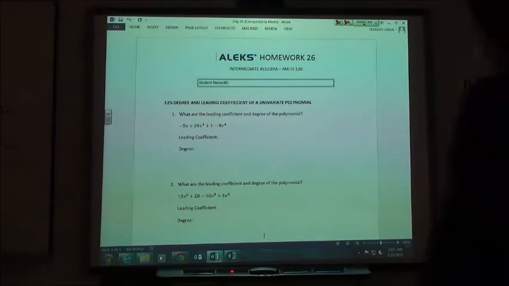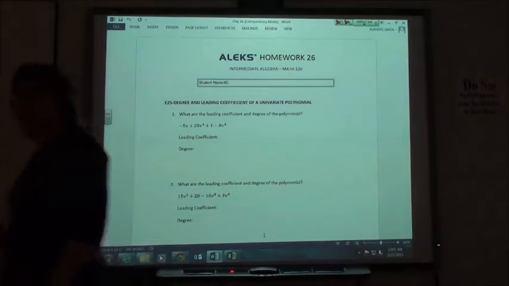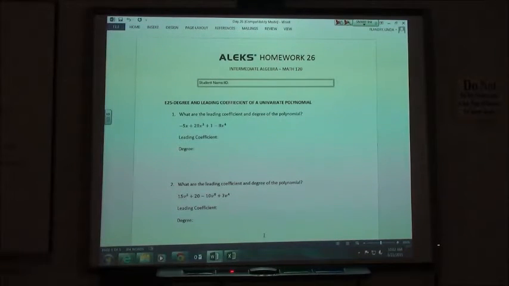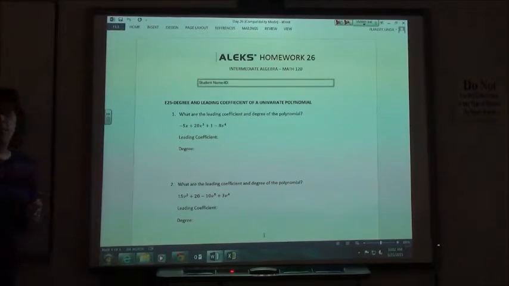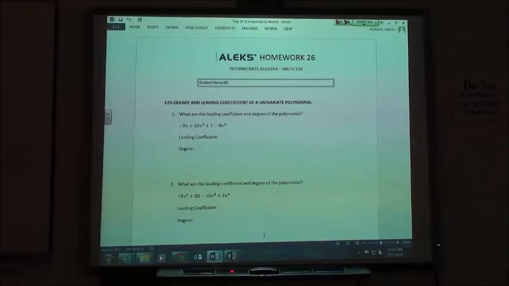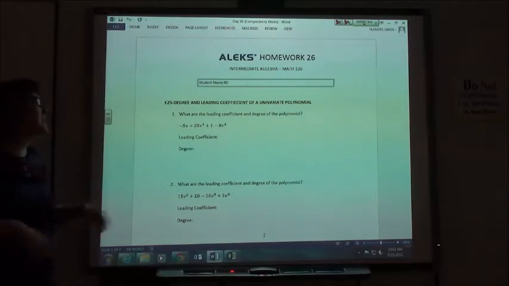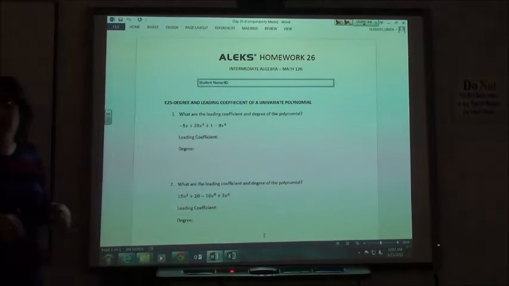So, homework day 26, just getting to understand some terms and the proper order. This expression here is what they call a polynomial. A polynomial just means that there are many terms, or at least more than one term. You have things that they call binomials that have two terms. Trinomials have 3 terms, and polynomials just mean many terms.